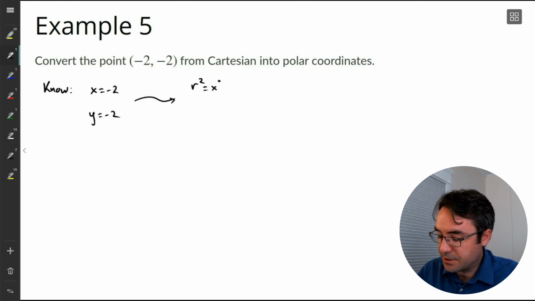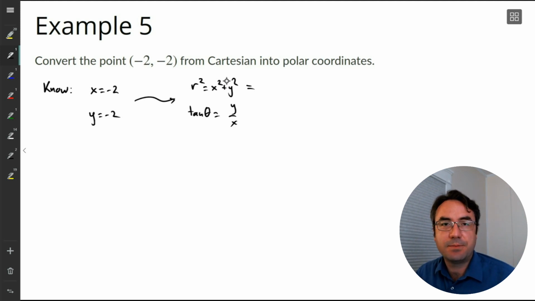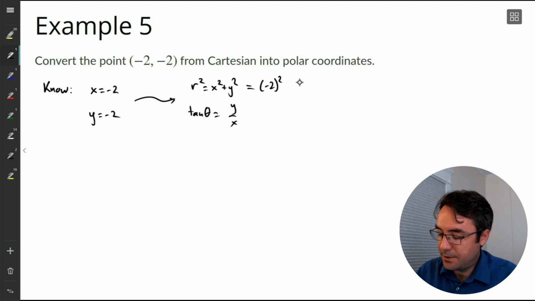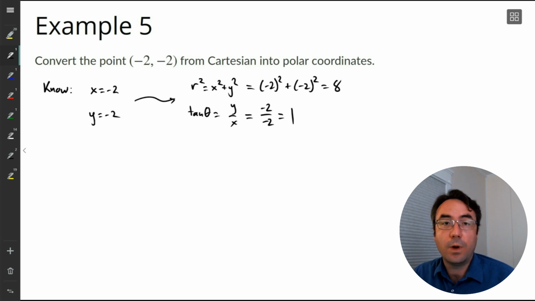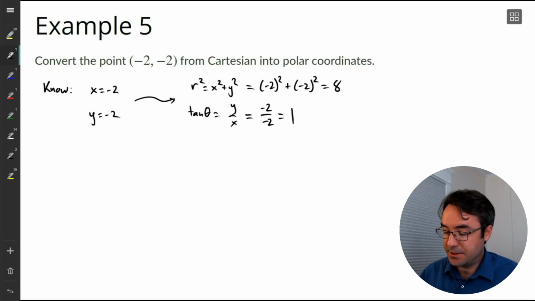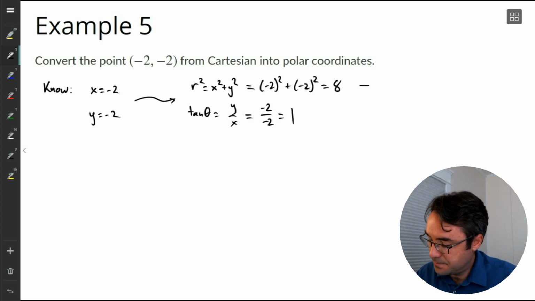r squared is equal to x squared plus y squared, and tangent theta is equal to y over x. So when we actually plug in, we get -2 squared plus -2 squared, which ends up being 8. And then for tangent theta, we get -2 over -2, which is equal to 1. So this tells us tangent theta is equal to 1, and r squared is equal to 8. Now we can solve this equation. r squared is equal to 8.